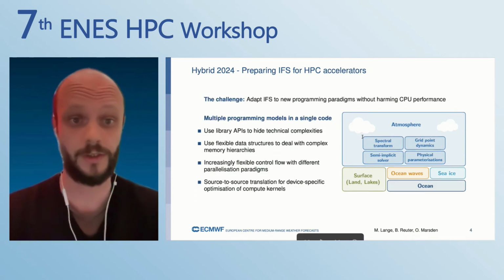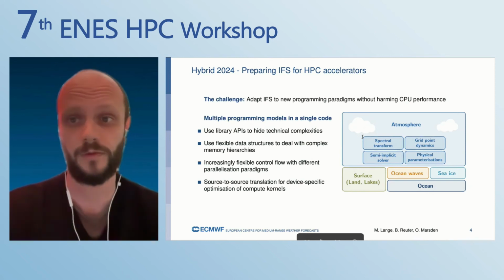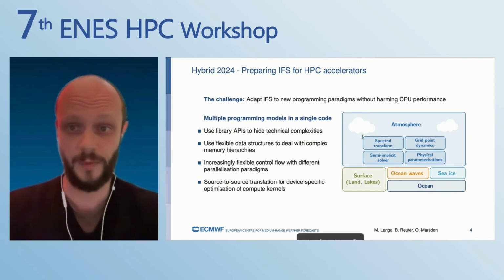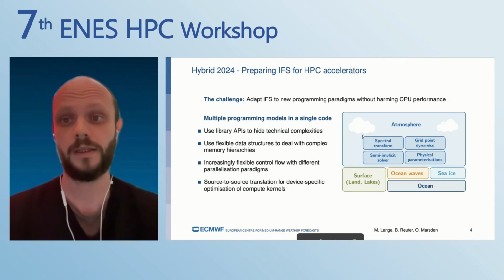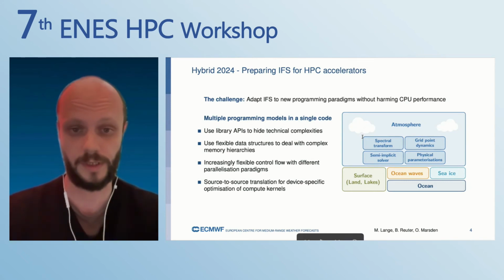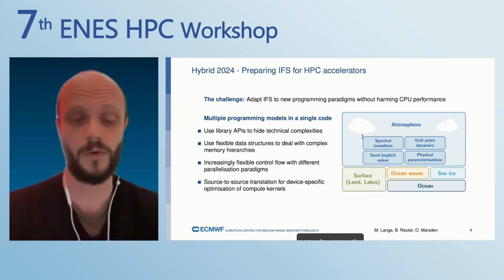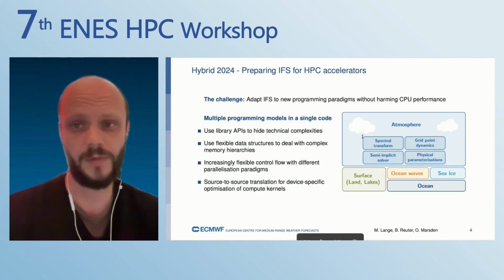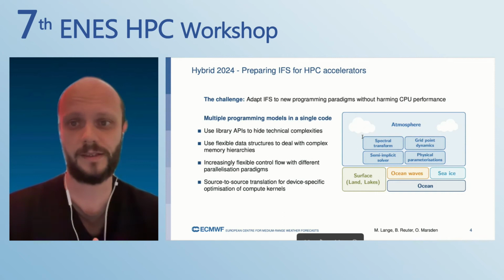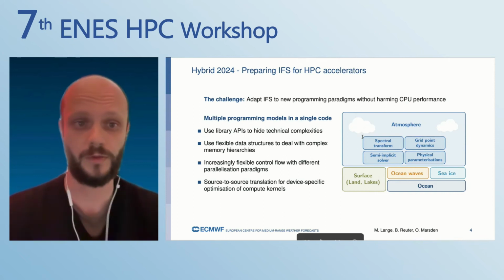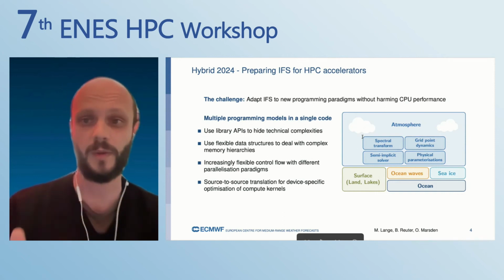This brings us to the big challenge: if I want to adapt the IFS to GPUs, how do I make sure that the CPU performance isn't impeded, that we still run as fast on the operational runs as we run today? Obviously, this is because at home we still have a CPU machine. It's a separation of concerns message. How do we deal with multiple programming models in a single code?